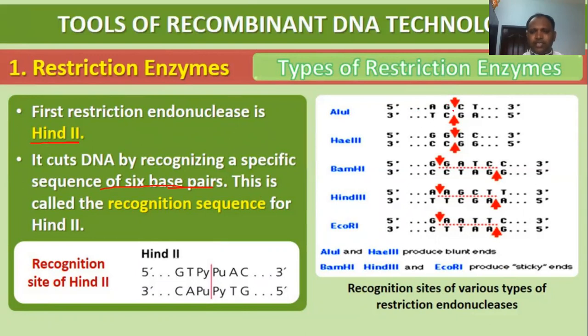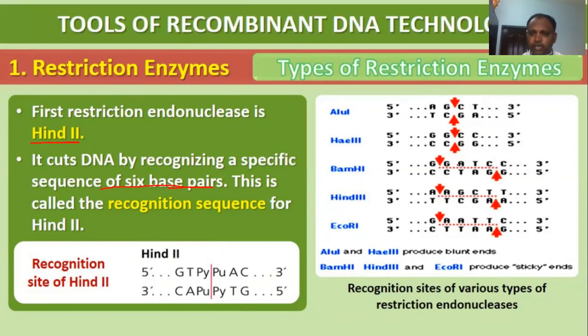For this restriction enzyme the site is AGCT, and for HaeIII you see GGCC, and then BamHI. These are named from Haemophilus aegyptius, and BamHI from Bacillus amyloliquefaciens, and HindIII from Haemophilus influenzae.